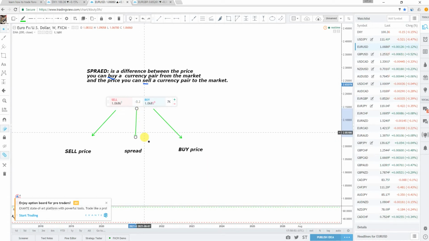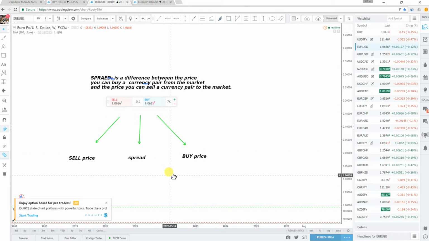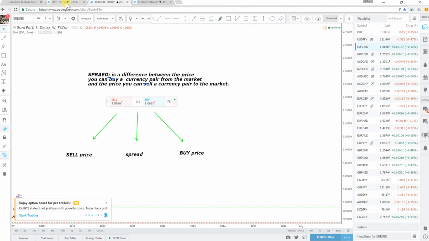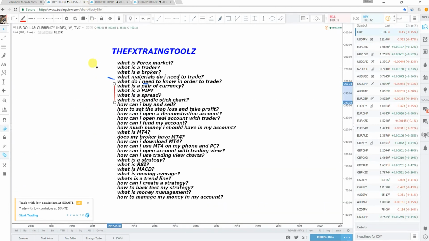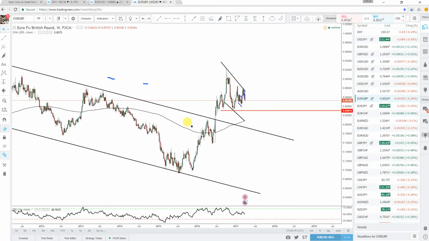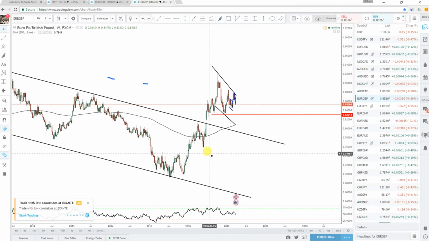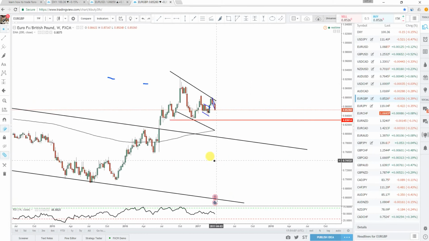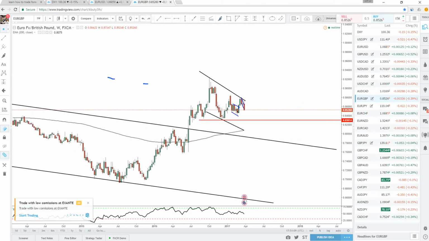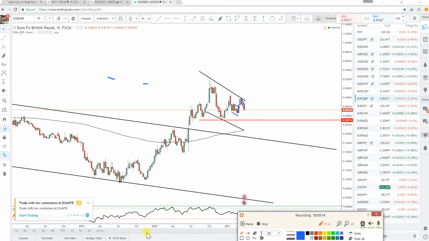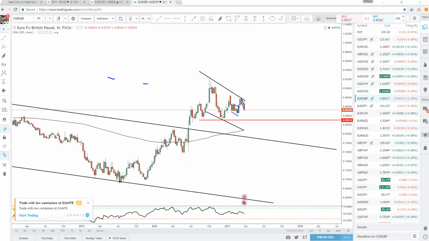Okay, guys, let's move to the other question. I hope that you understand this. The other question is what is a candlestick chart? A candlestick chart, guys, is like this. I need to remove these drawings. Clear all. All right, it's still drawing. Clear all. All right.